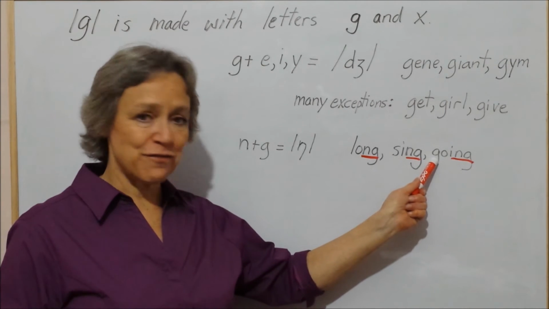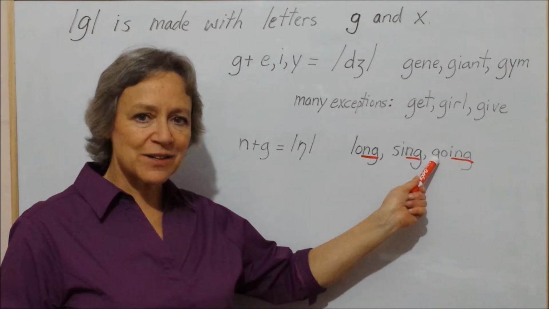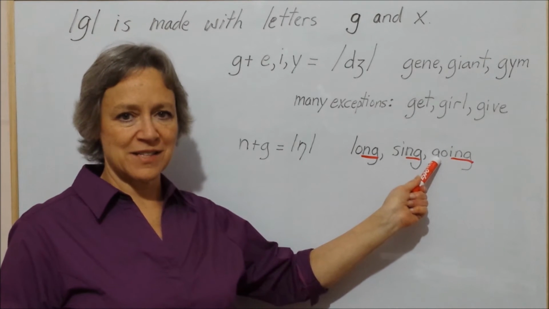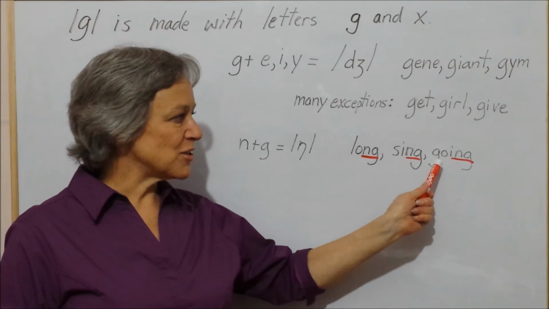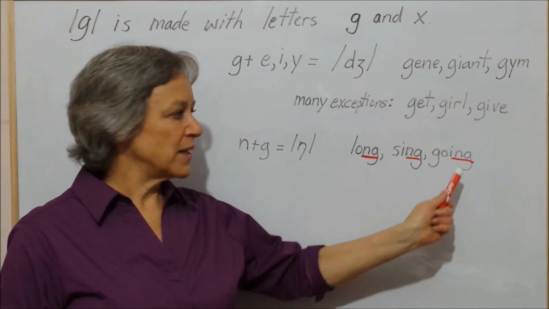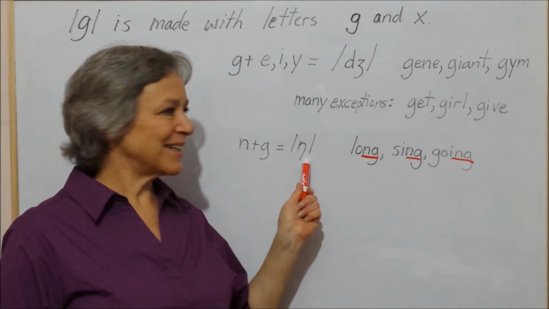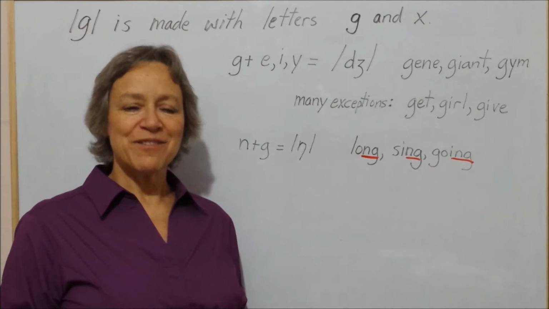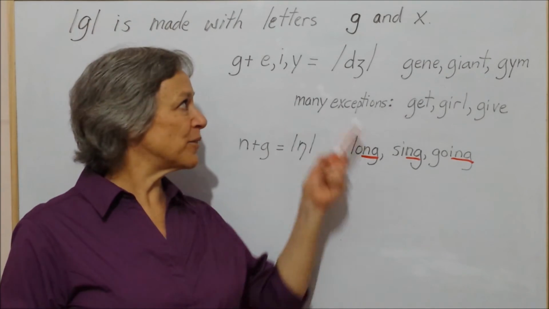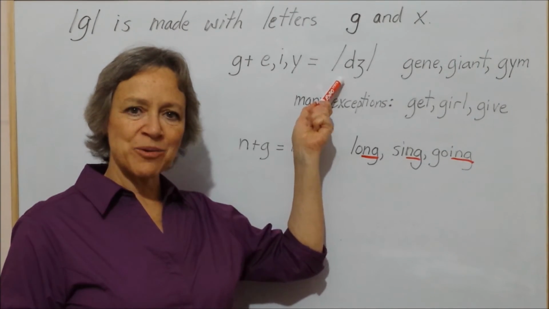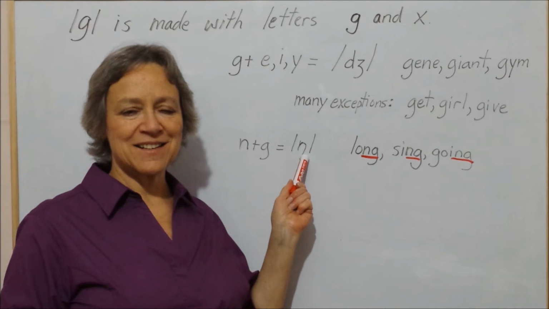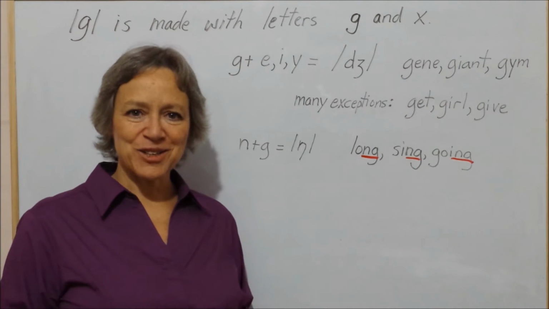This G, the first G in this word, does make the G sound. Okay? This is G, go, ing. If you are interested in learning more about the J sound or the ng sound, please take a look at my other videos, okay?